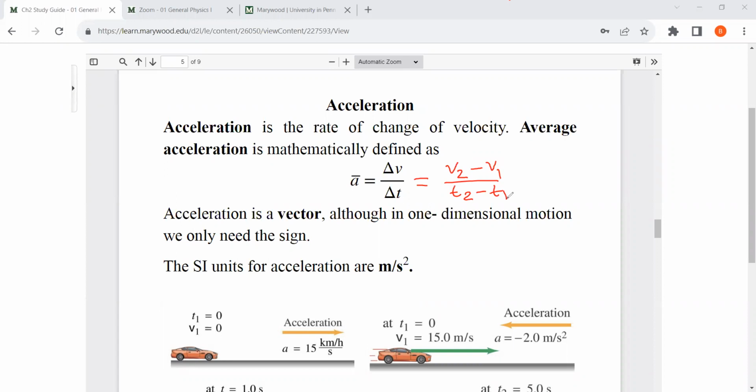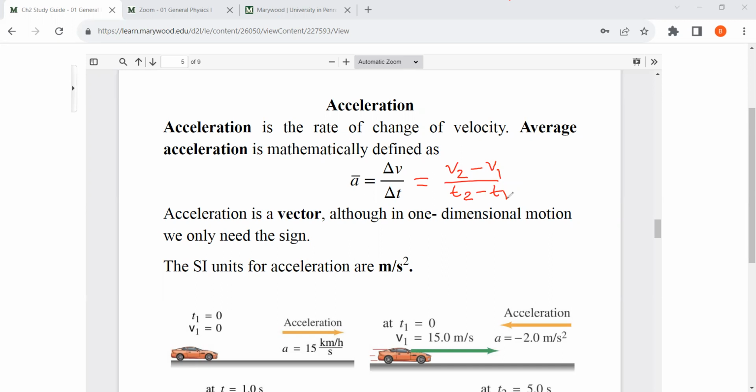So acceleration can be written as something like this. The definition of acceleration is the rate of change of velocity, or the rate at which velocity is changing with time. And now here we have velocity. In the mathematical definition of acceleration, we have velocity, and velocity is a vector quantity. So acceleration is also a vector quantity.